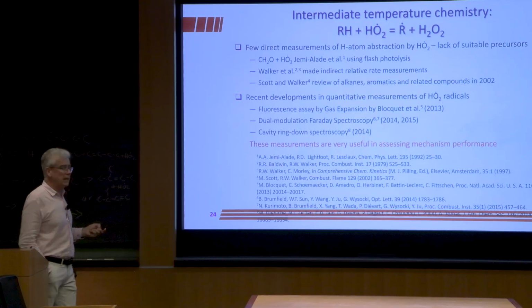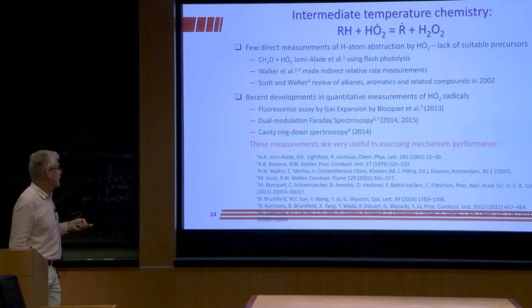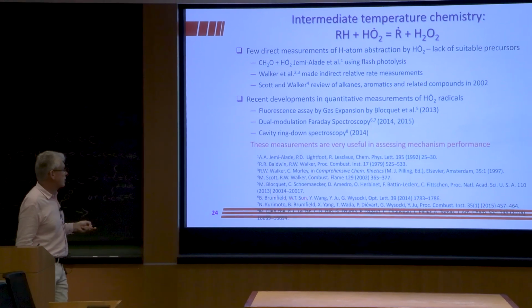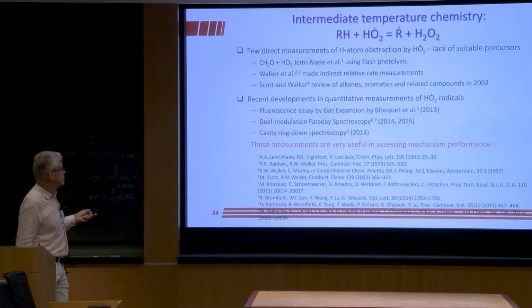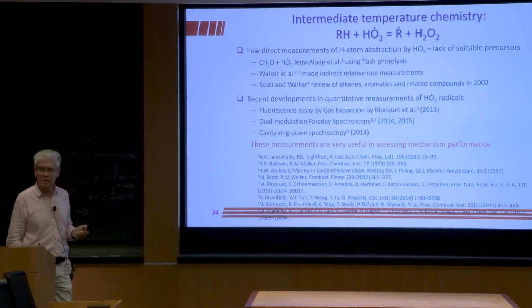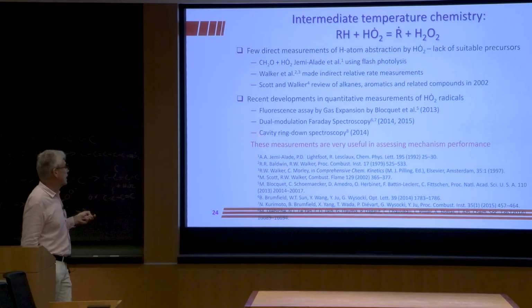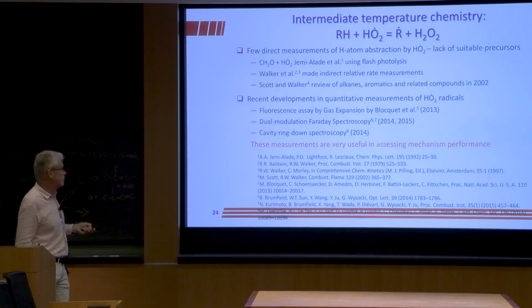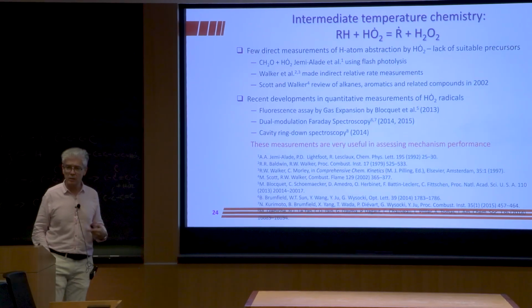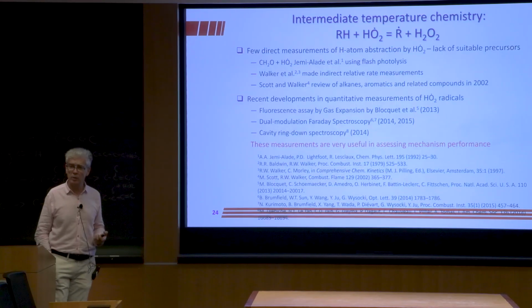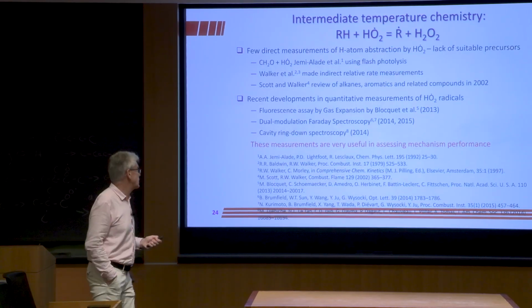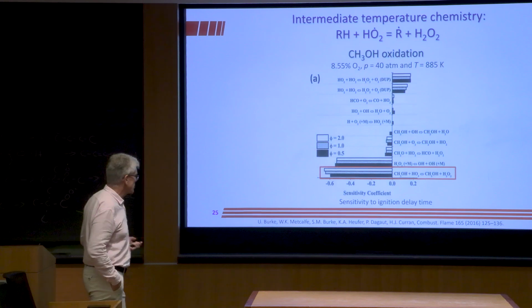But almost simultaneously, within a year, Professor Ju here at Princeton, working with others, published a work on using Joule modulation Faraday spectroscopy to measure HO2 concentration. And then a group working with Professor Philippe Dagot and others, this is Guillaume Dema, Philippe Dagot, and others, published a cavity ring-down spectroscopy method to quantitatively measure HO2 radical concentration. All right, so that represents good progress.